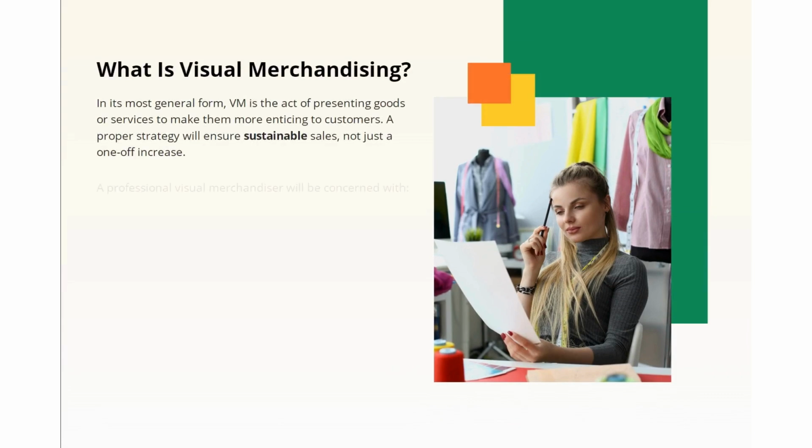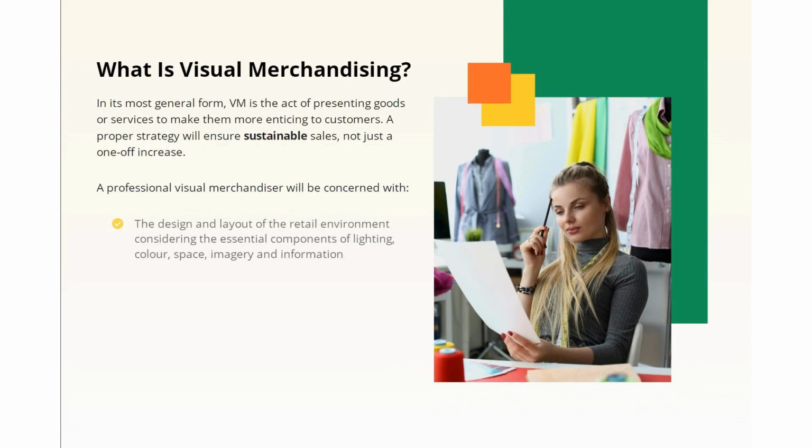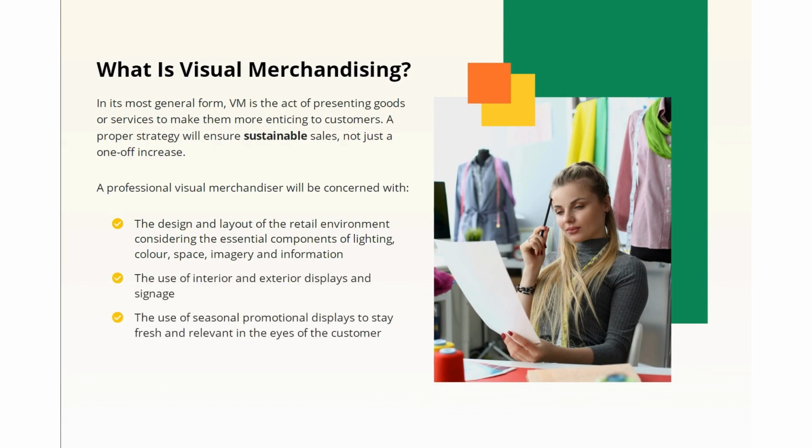What is visual merchandising? In its most general form, VM is the act of presenting goods or services to make them more enticing to customers. A proper strategy will ensure sustainable sales, not just a one-off increase. A professional visual merchandiser will be concerned with the design and layout of the retail environment, considering the essential components of lighting, color, space, imagery and information. The use of interior and exterior displays and signage. The use of seasonal promotional displays to stay fresh and relevant in the eyes of the customer.